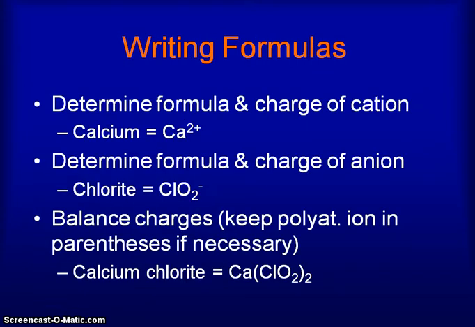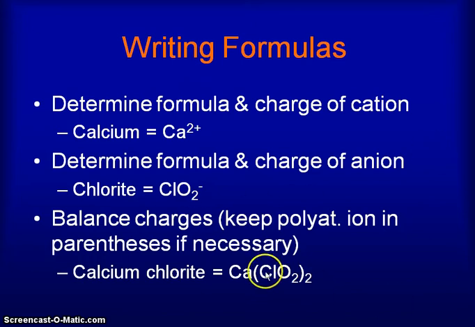Now you'll also have to be able to write the formula from the name. So in this one here we have calcium chlorite. So calcium we would look up on our periodic table. We would see that its symbol is Ca and it's in group 2, so it's going to have a 2+ charge. And then chlorite on our polyatomic ion sheet is ClO2 and it has a 1- charge. Now we need to make sure that we balance the positives with the negatives. So calcium's a 2+ and chlorite is a 1-. So we need 2 of those chlorite ions in order to balance out the calcium.